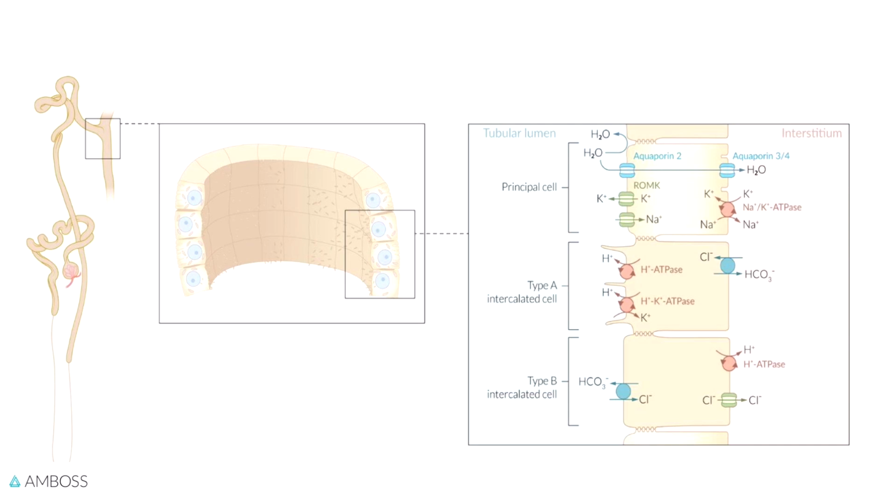All right, now returning to this image again, let's discuss the pathophysiology of hyperkalemic renal tubular acidosis. Aldosterone acts on the sodium-potassium ATPase pump located on the basolateral membrane of the principal cells, which is responsible for the reabsorption of sodium into the interstitium and the secretion of potassium into the tubular lumen.